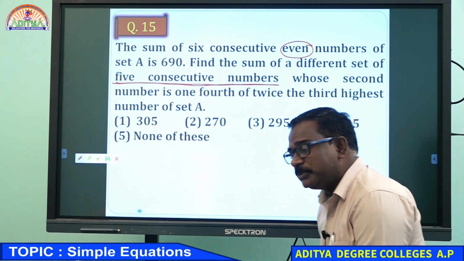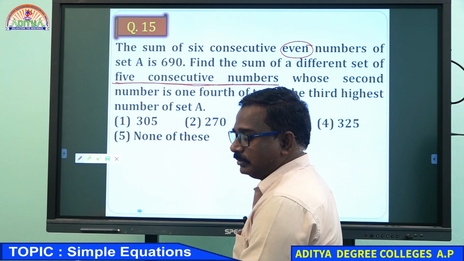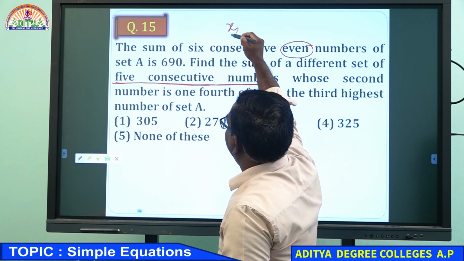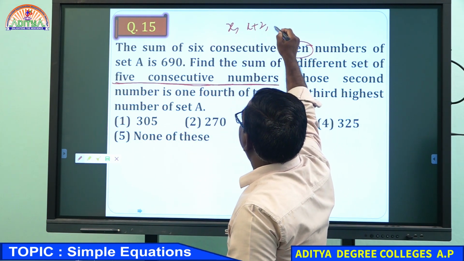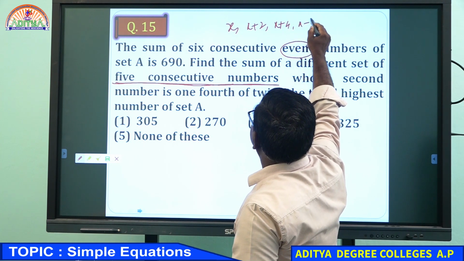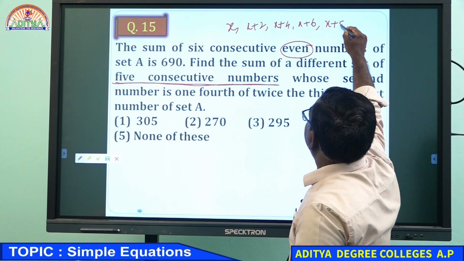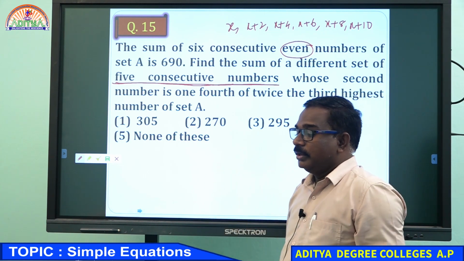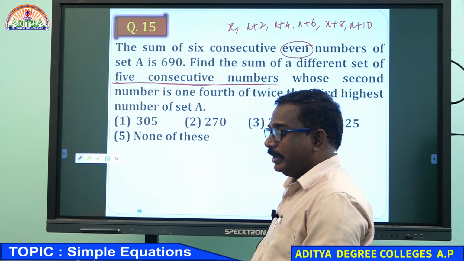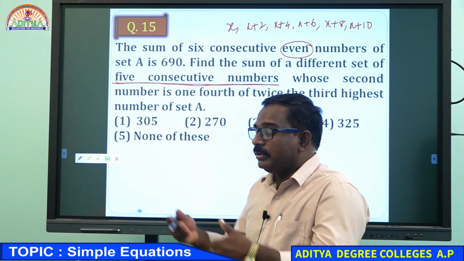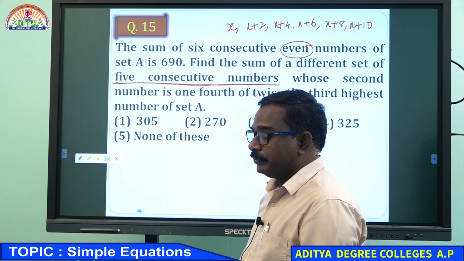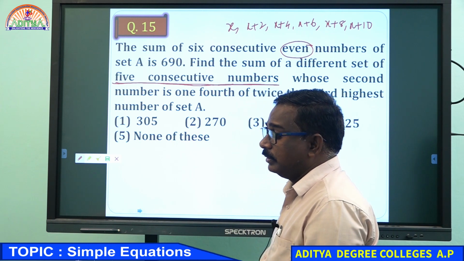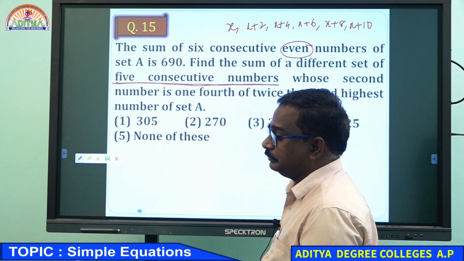6 consecutive numbers, how will you take? The difference between even numbers is 2. We can take x as the first number, x plus 2 second number, x plus 4 third number, x plus 6 fourth number, x plus 8, fifth number, x plus 10. We can take like that. If we take in this manner, the calculation will be more and more. 1 page or half page or 1.5 pages you will get. You need to take in a clever manner, right?